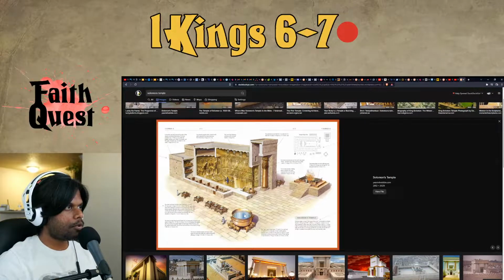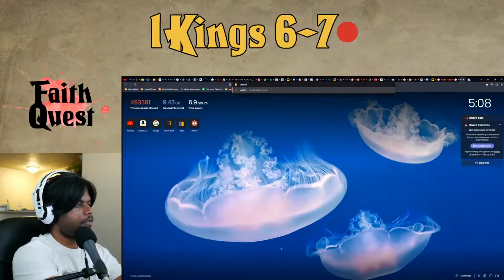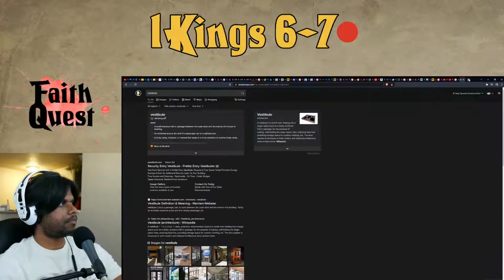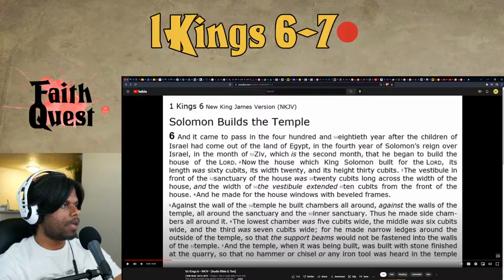Which, is this the vestibule? What is a vestibule? A vestibule is a small room leading into a larger space, such as a lobby. Okay, so the vestibule in front of the sanctuary of the house was 20 cubits long across the width of the house, and the width of the vestibule extends 10 cubits from the front of the house.